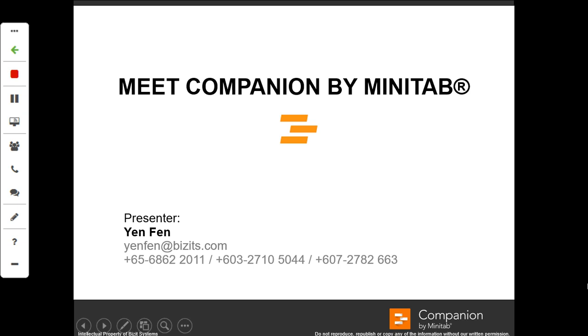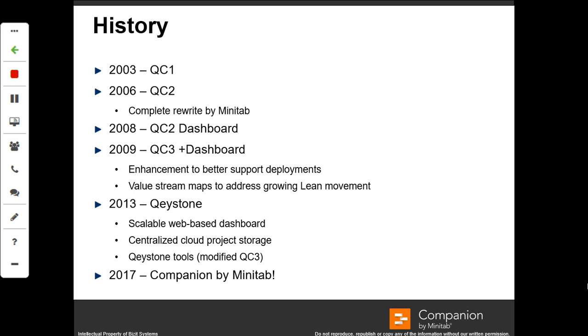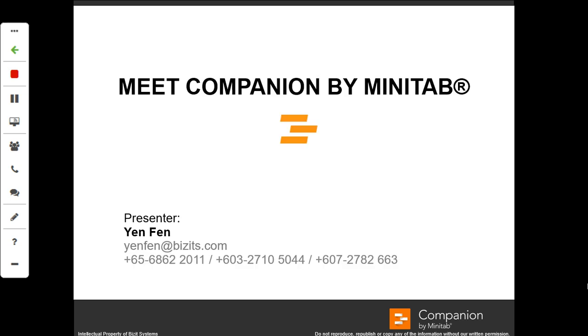So I believe most of you are aware of the Minitab statistical software. I'm not sure how many have heard about Companion by Minitab or have tried using it before. So this is actually another application or another product offered by Minitab US. It is more for Six Sigma or continuous improvement project management. So it is a separate product or separate application from the Minitab statistical software.